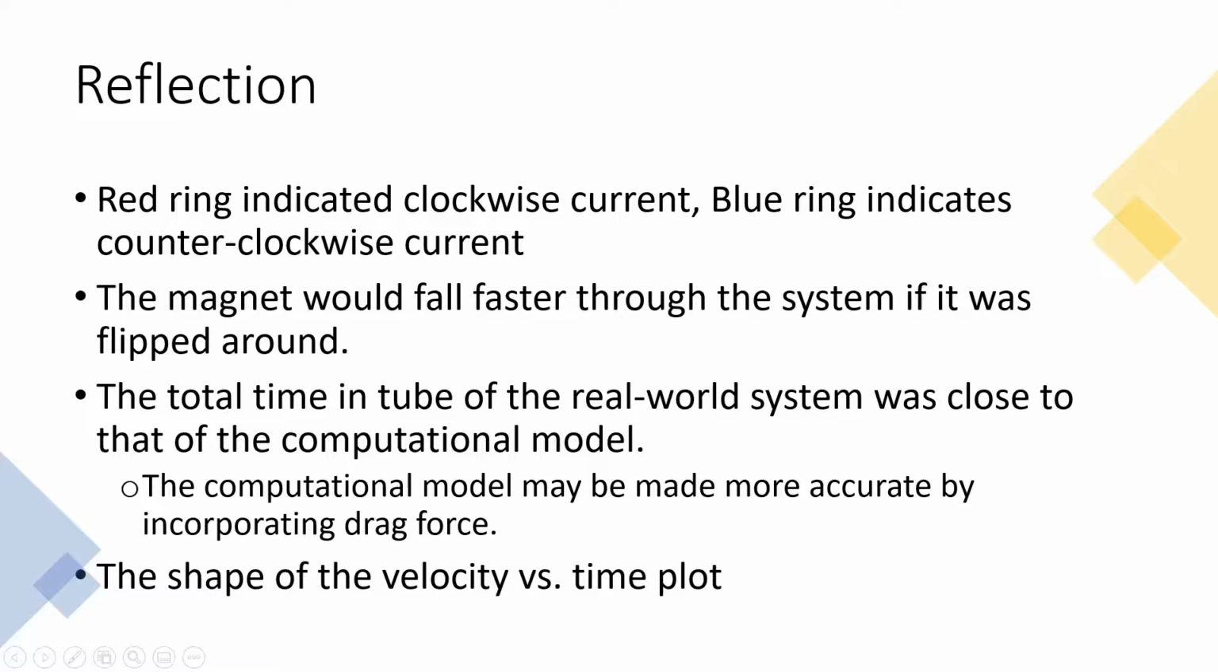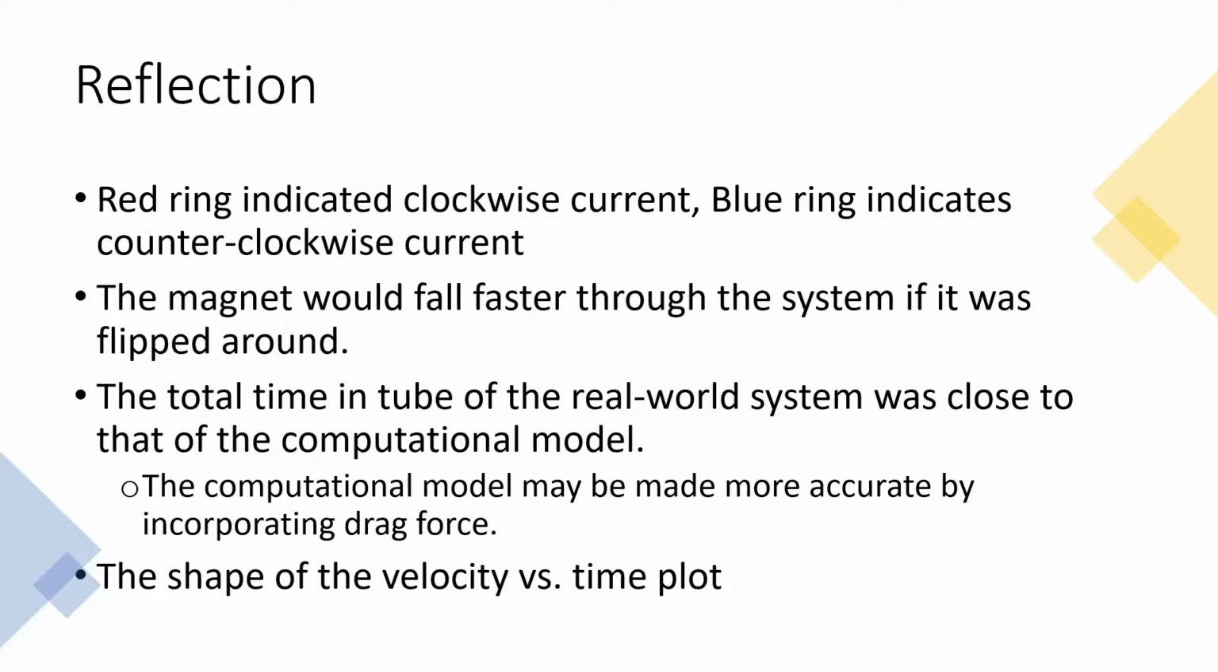Reflection. The red ring represents clockwise motion and the blue ring represents counterclockwise. We use the right-hand rule and Lenz's law to find this, since the magnetic field due to the bar magnet is down and increasing as it falls. The change in flux is also decreasing, and Lenz's law states that the induced current will flow counterclockwise, making the blue ring counterclockwise, and thus the red ring is clockwise.